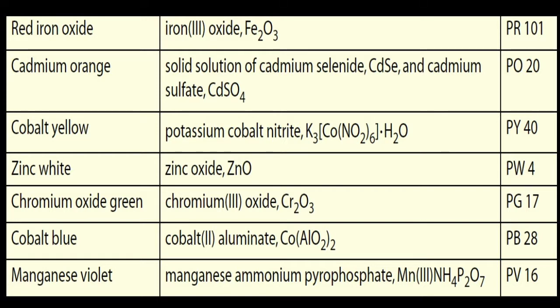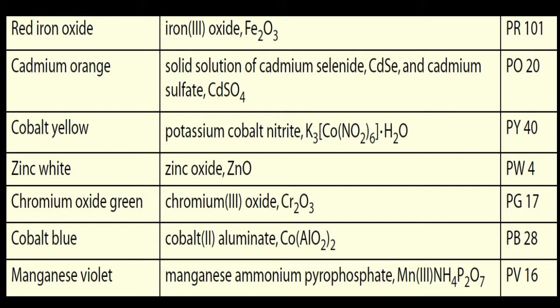if you have light skin. You have chromium oxide green, which is chromium(III) oxide. Cobalt blue, which is cobalt(II) aluminate. AlO2 is aluminate. That's called a polyatomic ion. Manganese violet, manganese ammonium pyrophosphate. Look at that mess: Mn, Roman numeral 3, and then ammonium pyrophosphate. Kind of complex looking.